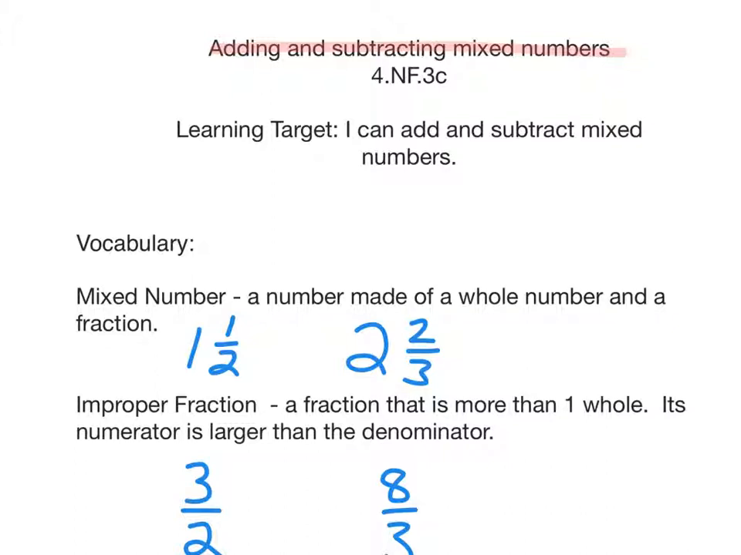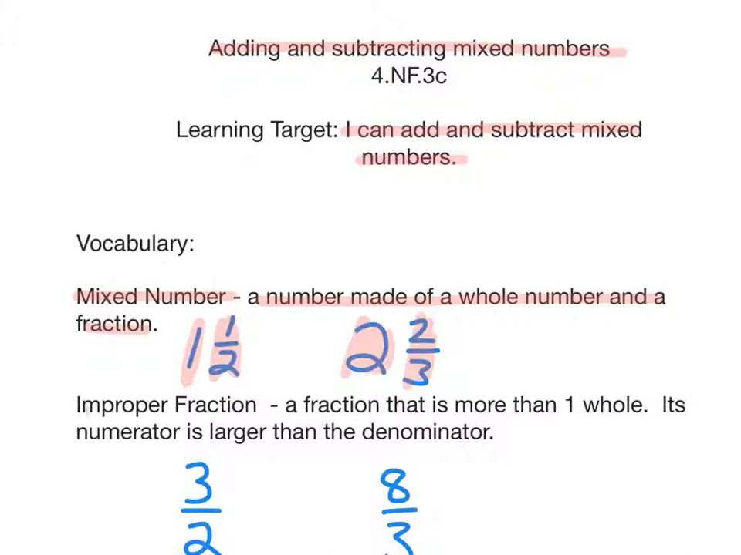Alright, so that's our learning target. I can add and subtract mixed numbers. So our vocabulary is mixed number. A mixed number is a number made of a whole number and a fraction. 1 1/2 is a mixed number because there's a whole number and there's a fraction. 2 2/3, another example, whole number, fraction. Okay? That's your first vocabulary word.